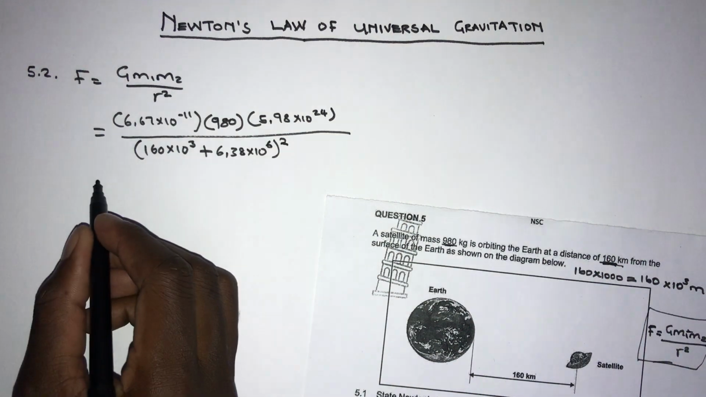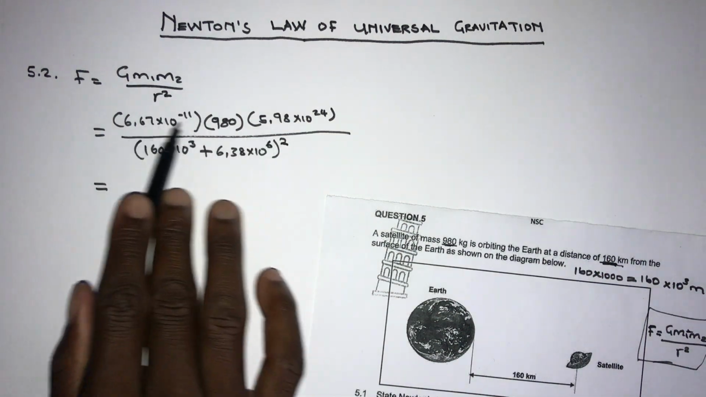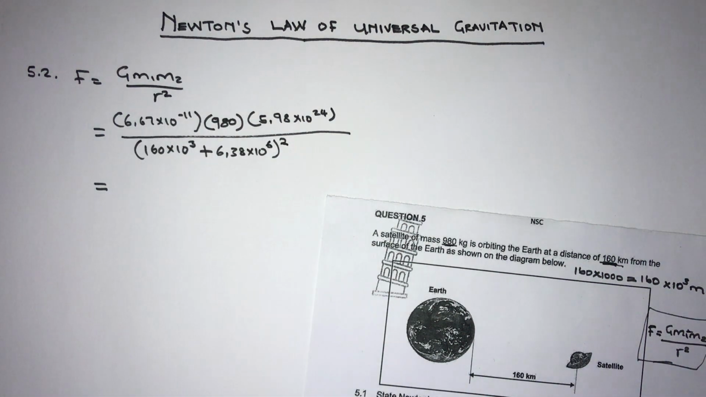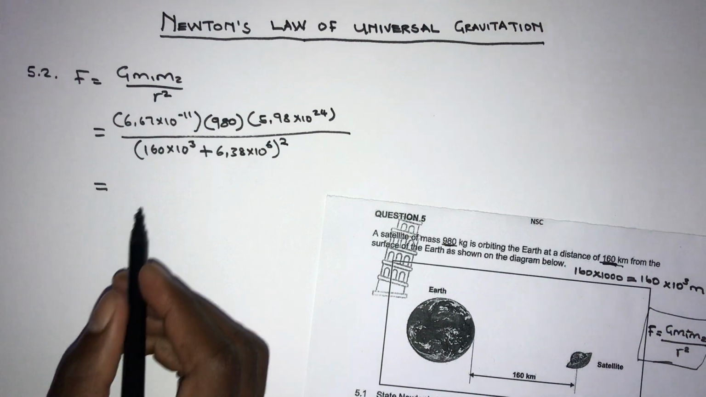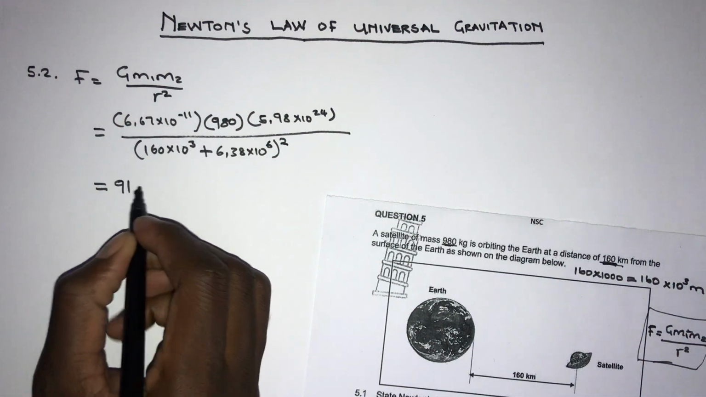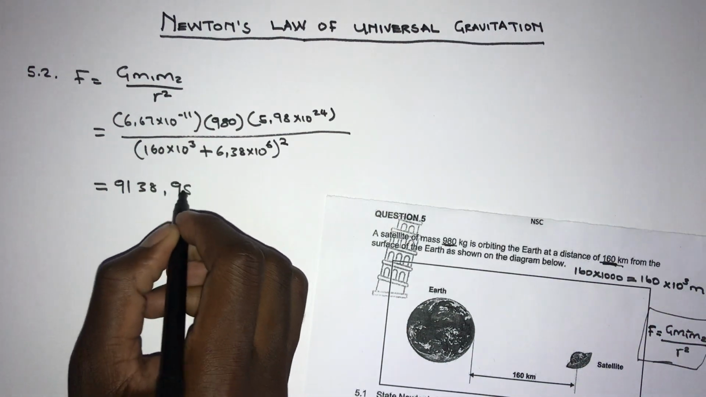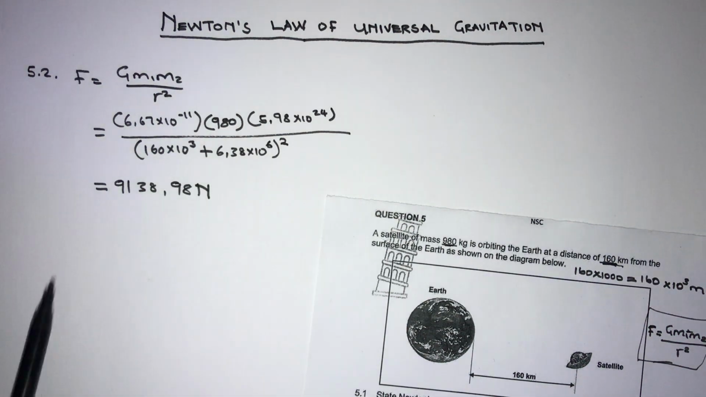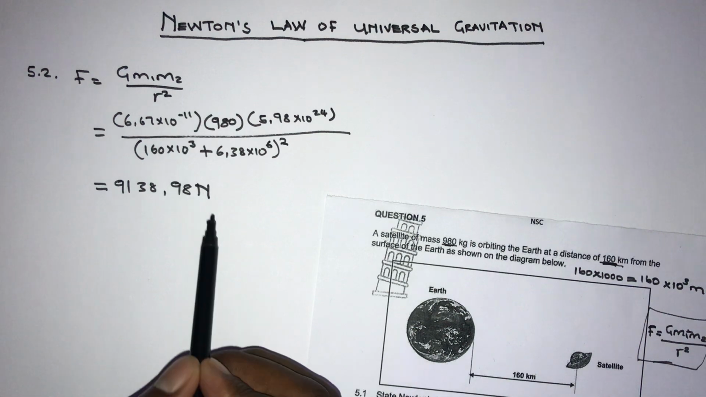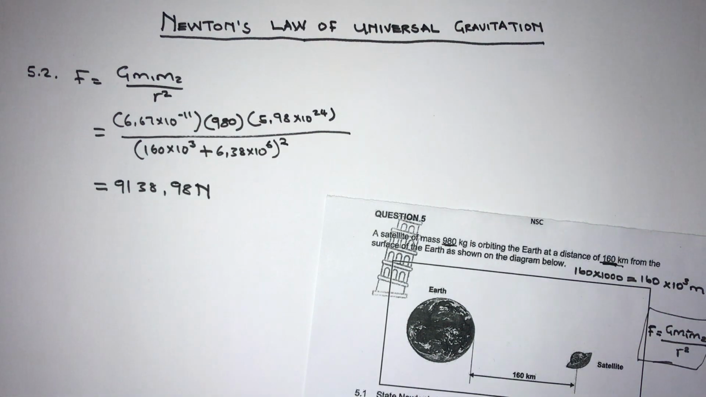So now we just punch the calculator, multiply by that, and then we divide. And then the answer is going to be 9138,98 Newton. Since we're talking about the force, the unit for force is Newton.